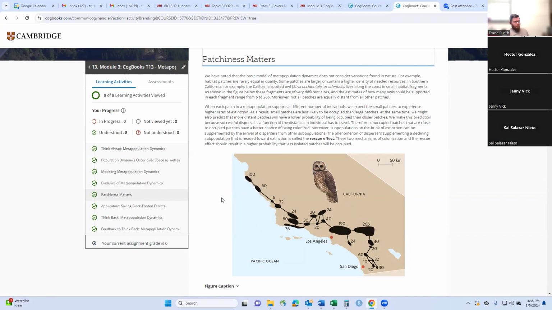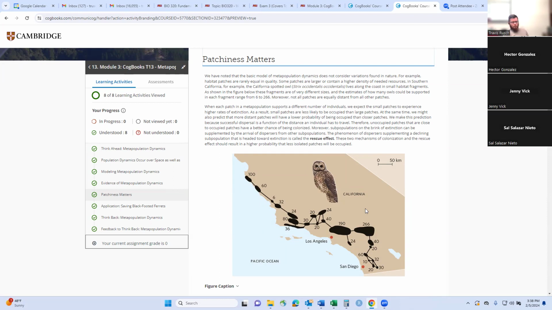And thinking back to our previous concepts, it says a little bit in the text here, why do we generally see more individuals in larger patches? I'm sorry, you said larger individuals in larger patches? If I did, I misspoke. Good catch. Why do we see more individuals in larger patches?